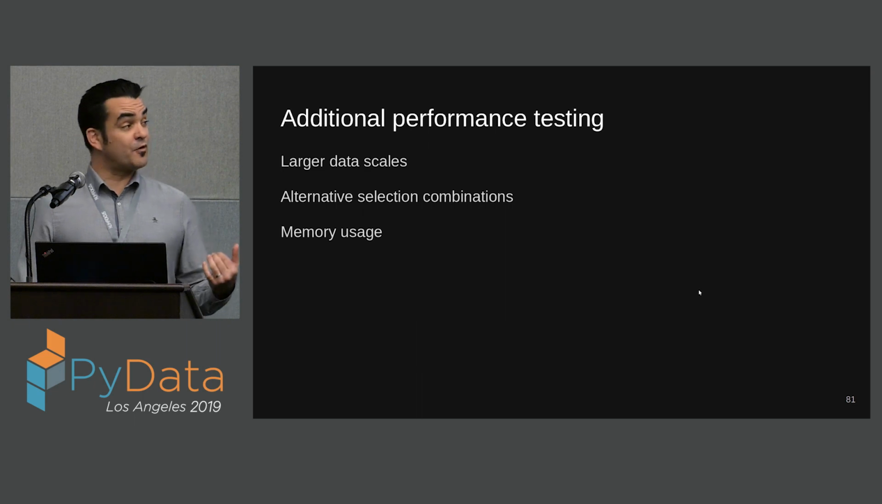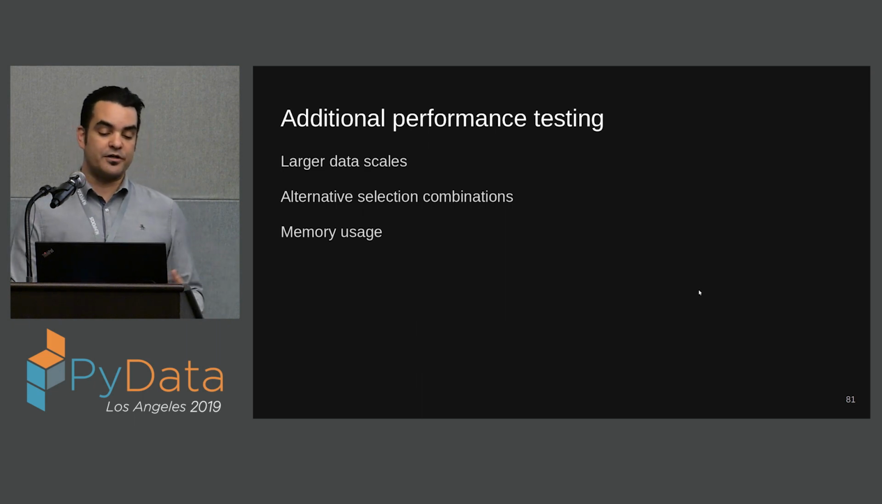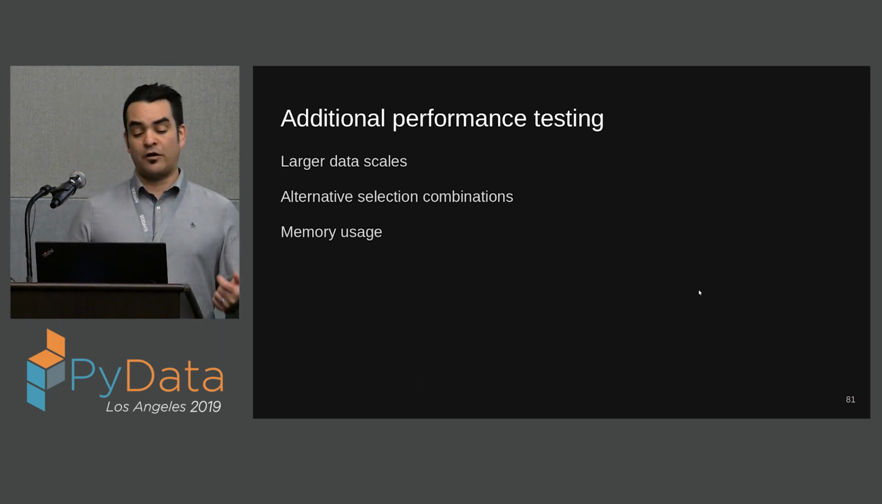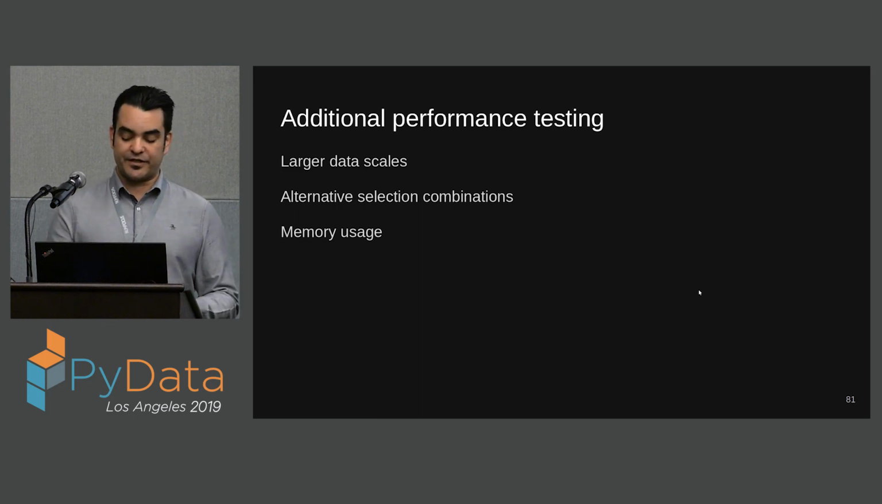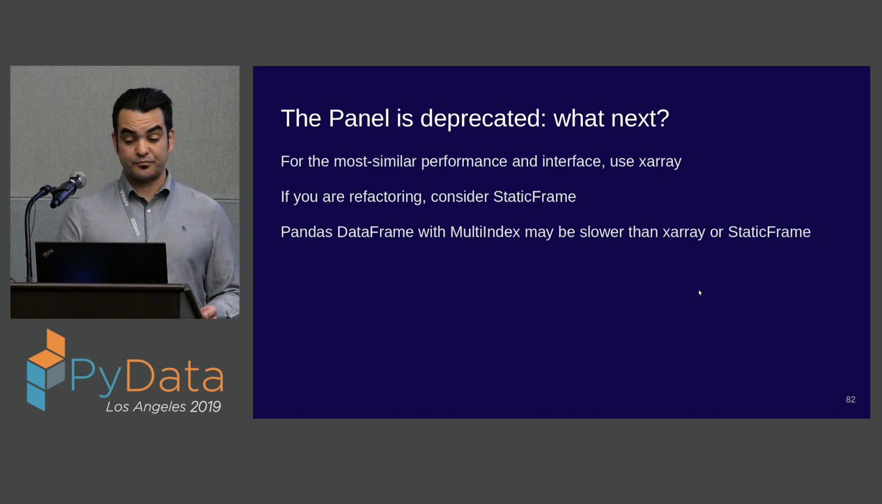So again, these performance tests are shallow. We could explore larger data scales, we could perform alternative selection combinations, and we could look at different memory usage to get at what we're doing under the hood here. So to return to where we started, the panel is deprecated. What next? For the most similar performance and interface, using X-array is a great choice.